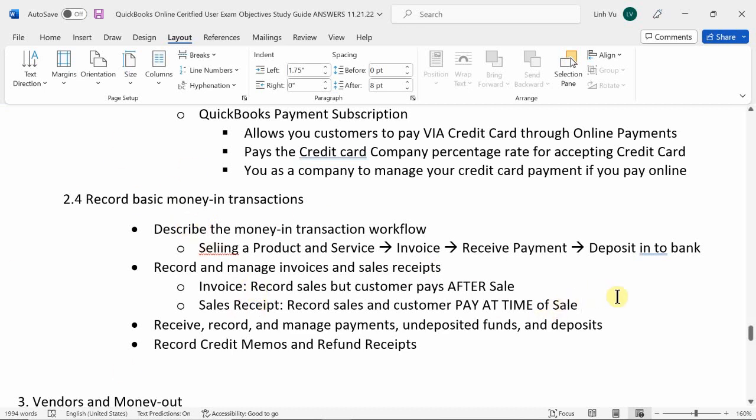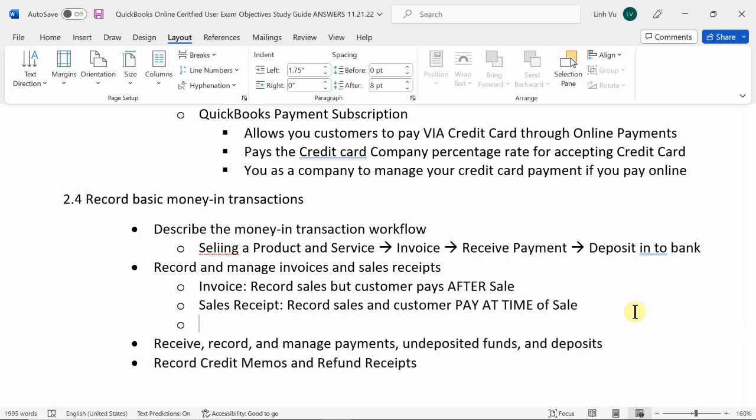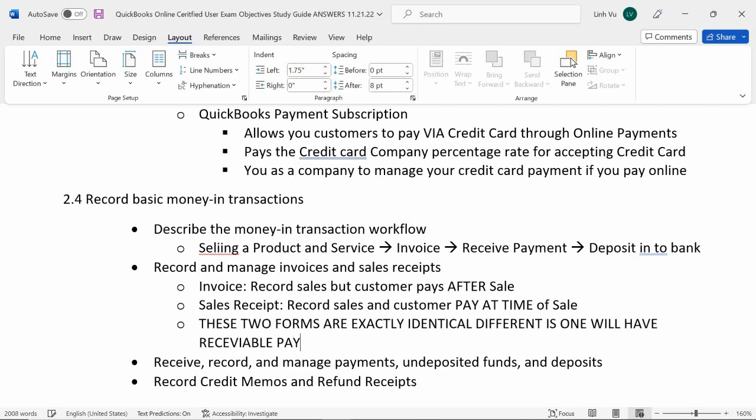Okay, now in this case, what you're going to notice is these two forms are exactly identical. The difference is one will have a receive payment option. The sales receipt will give you the options of how the customer paid. That's the only difference between the two. While the other one doesn't have that option to receive any payments, but it does have terms. So that's the most important one there.